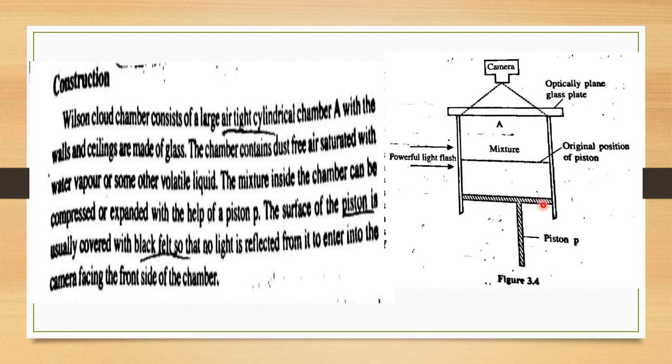Here is a piston. You can see it tightly held. This is the original position, and we are expanding the mixture by changing the position to this position. Okay, so this is the process. This is a powerful light flash which helps to ionize the materials inside this chamber. The mixture inside the chamber can be compressed or expanded with the help of piston P. The surface of the piston is usually covered with black felt so that no light is reflected from it to enter into the camera facing the front side of the chamber.